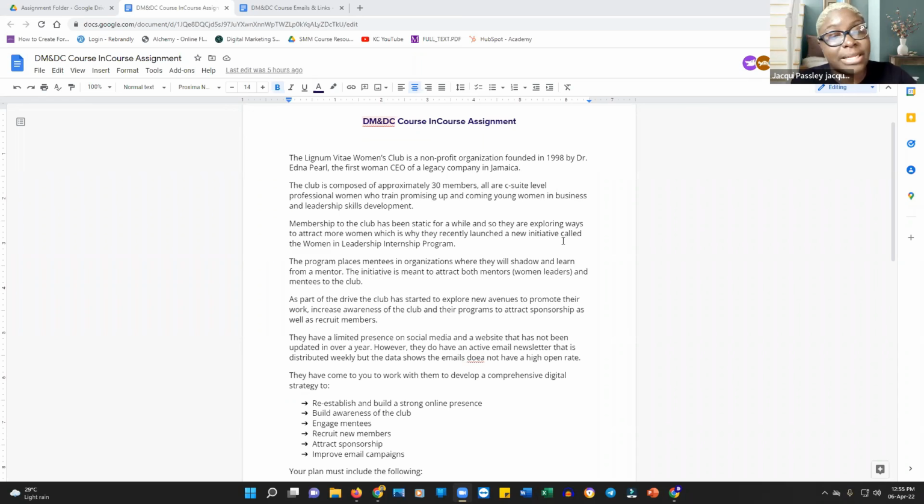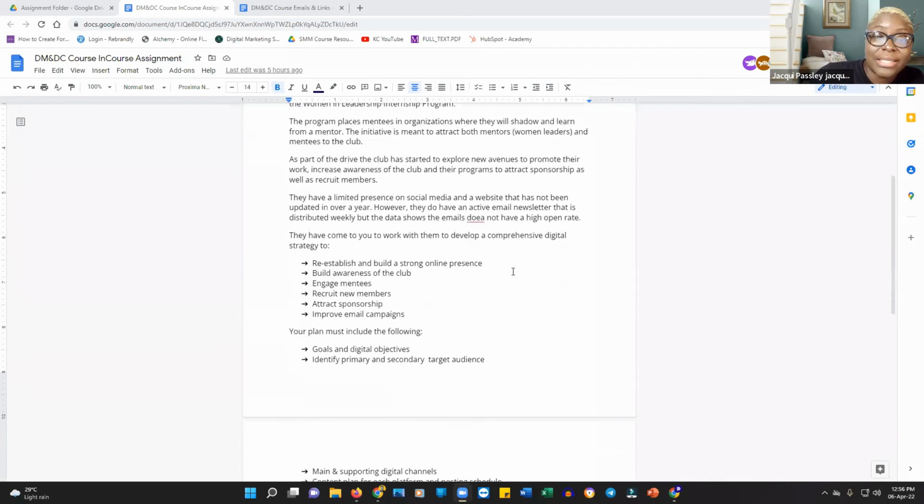The program places mentees in organizations where they will shadow and learn from a woman mentor. The initiative is meant to attract both mentors, women leaders, and mentees, these promising young women. Now, as part of the drive, the club has started to explore new avenues to promote their work, increase awareness of the club's programs, and to attract sponsorship as well as recruit members. So this drive is doing a lot of heavy lifting.